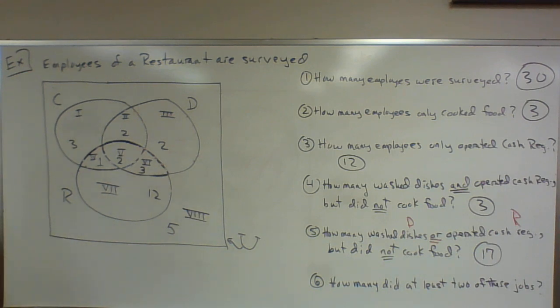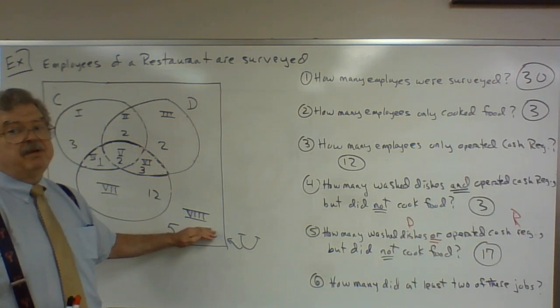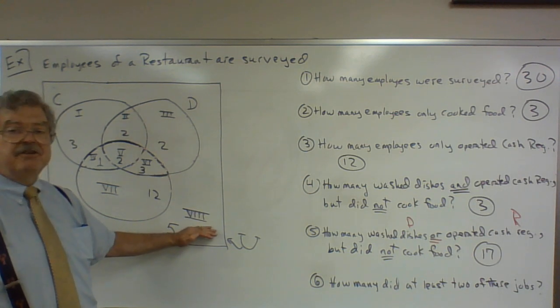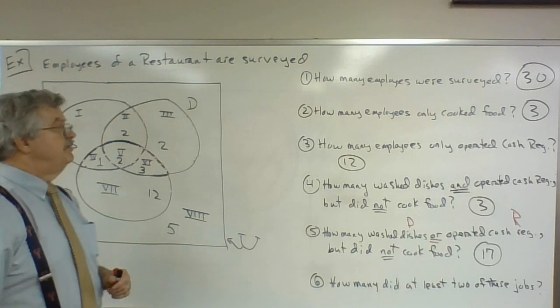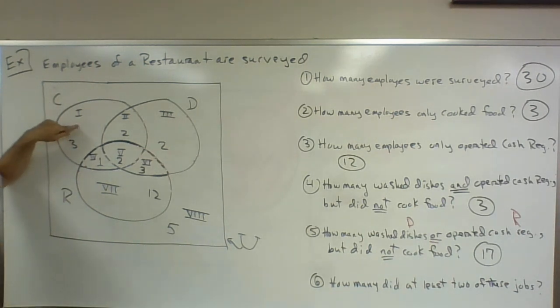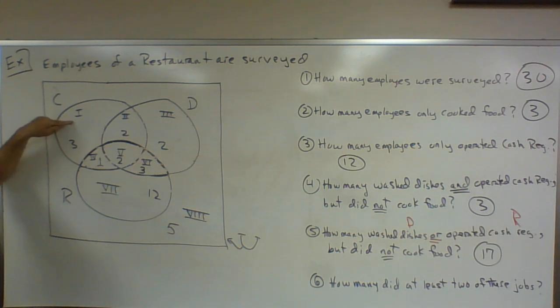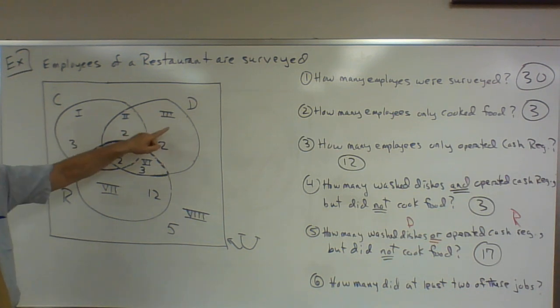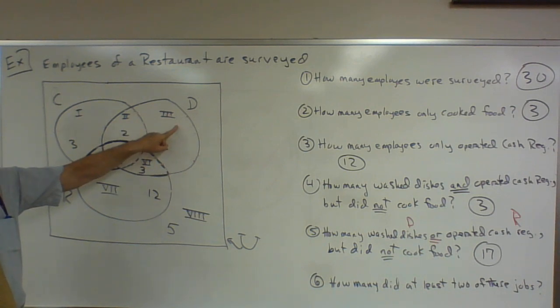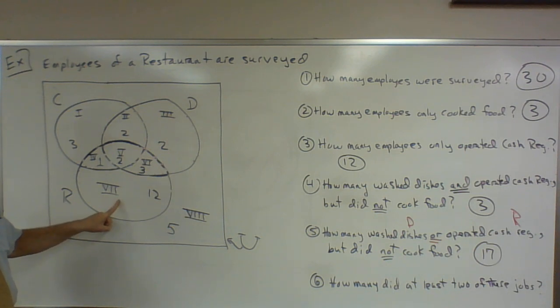How many people did at least 2 of these jobs? Region 8, those people didn't do any jobs. People in Region 8 did 0 jobs. What about people in Region 1? These are the people who cooked but didn't do anything else, so we can't count Region 1. Region 3, these are the people that washed dishes but didn't do anything else. And Region 7, these are the people that operated the cash register but didn't do anything else.